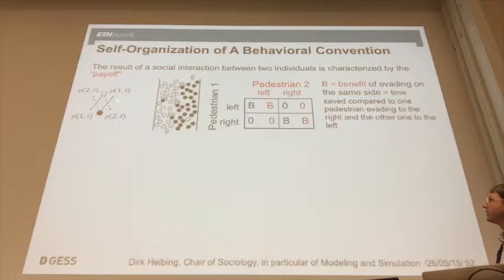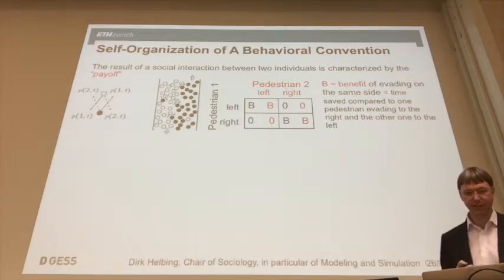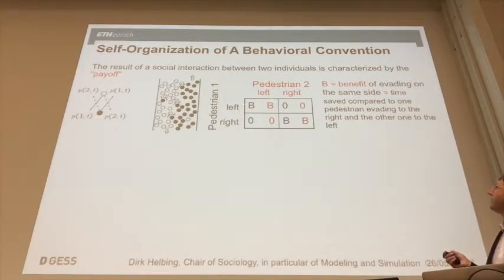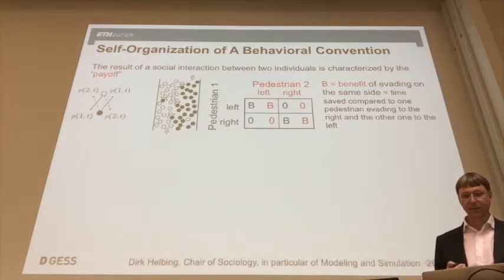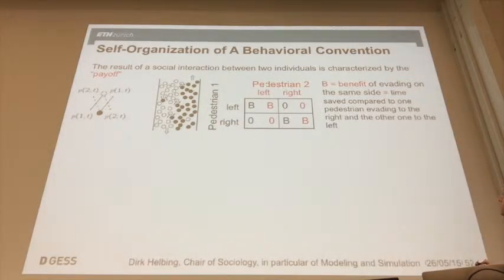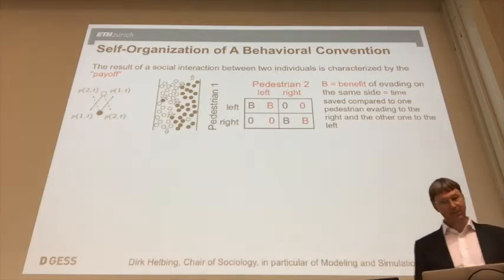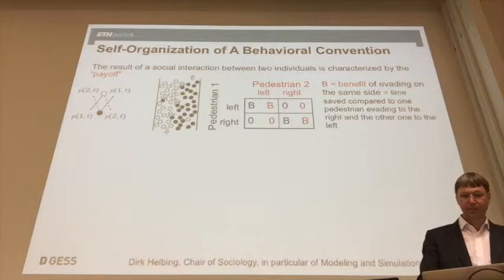And they can either go to the right or they can go to the left. Now, if both go to the right, then apparently they succeed evading each other, and that creates a benefit B. They're successful, but if one goes to the right and the other one goes to the left, then they're still standing in front of each other. They haven't been successful, and that gives a payoff of 0. Same thing, if both go to the left, there's a benefit, and this is basically a payoff matrix of this kind of interaction. So if both pedestrians do the same thing, coordinate on one kind of behavior, they're successful and they get a payoff, otherwise not.